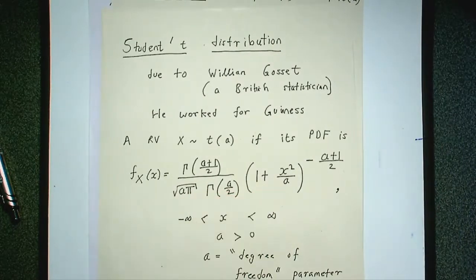The student's t distribution is due to a British statistician named Bill Gossett. He worked for the Irish company Guinness, and because the policy of the company was that you are not allowed to publish your own research in the public domain, he published it under the name Student. Right? You know what I'm saying? So that's why it became known as the student's t distribution, right?